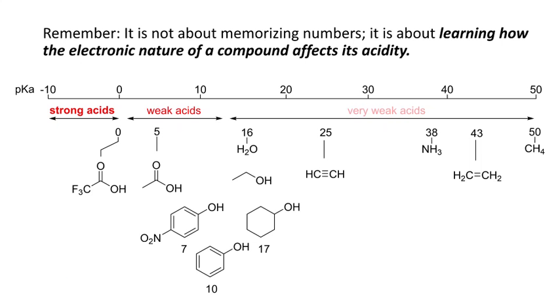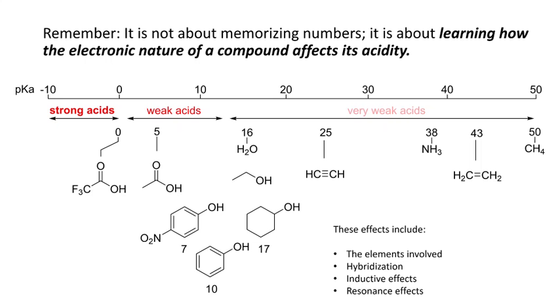The effects you're looking for, the explanations you're going to make involve the elements: carbon, nitrogen, oxygen. What is the atom attached to the hydrogen? Hybridization. Is it sp3, sp2, or sp? Inductive effects. What other electronegative atoms are in this molecule? And resonance effects, where you could draw a resonance contributor that puts a plus charge somewhere near that proton that's being removed. A plus charge is going to be attracting the electrons in the bond, repelling the proton, making it more easily removed.